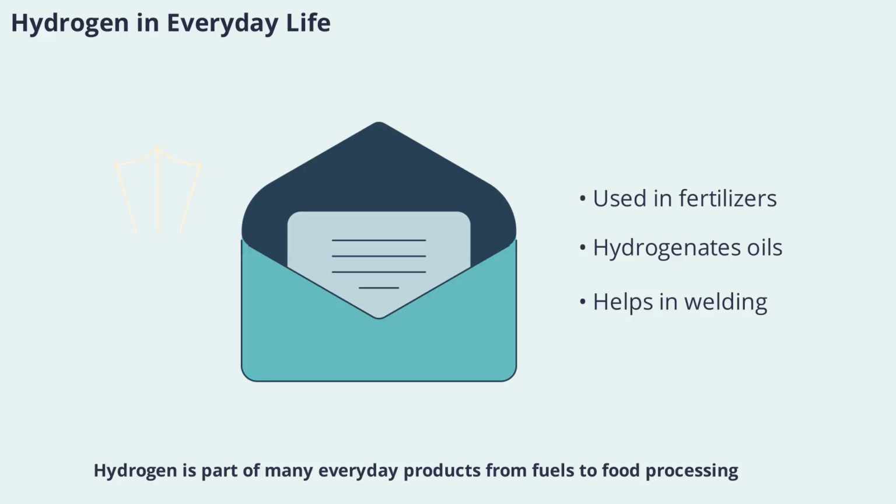Hydrogen is part of many everyday products, from fuels to food processing. It's used to make ammonia for fertilizers, hydrogenate oils, and even in welding. Its versatility means hydrogen touches our lives in more ways than we realize.